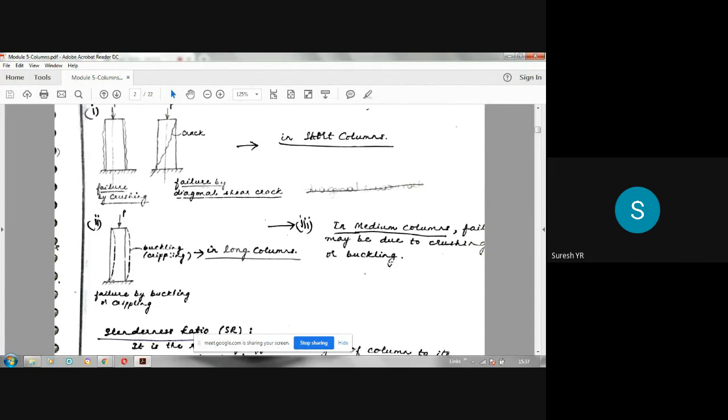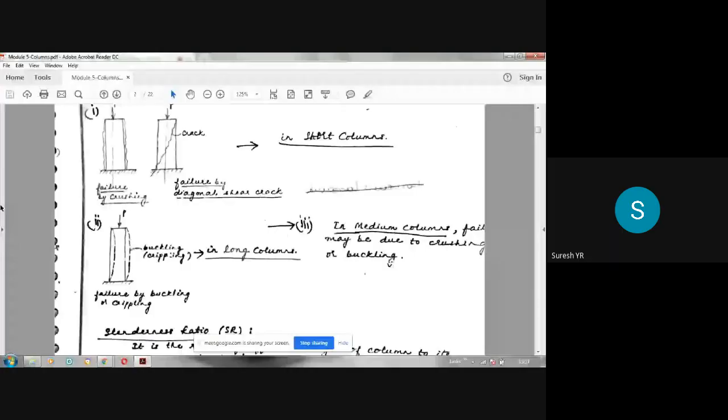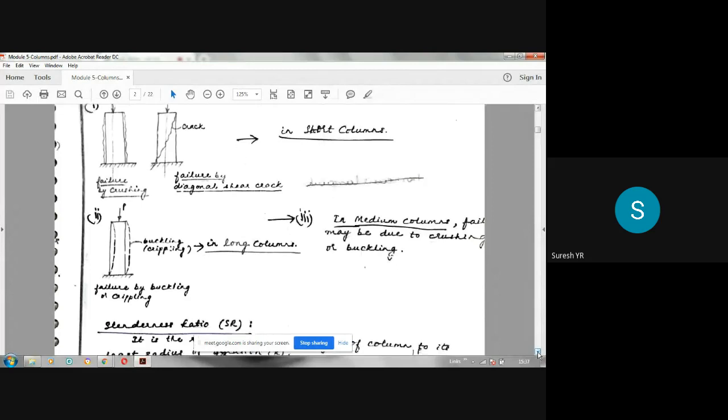That's all. In the case of medium columns, whose L by D ratio is between 8 and 30, it may fail by either crushing or buckling. Either it can fail by crushing like this, as in the case of a short column, or it may fail by buckling, as in the case of a long column. It can happen in any of the ways. So short columns fail by crushing. Long columns fail by buckling or crippling. And medium columns fail either by crushing or by buckling. So this is about classification.